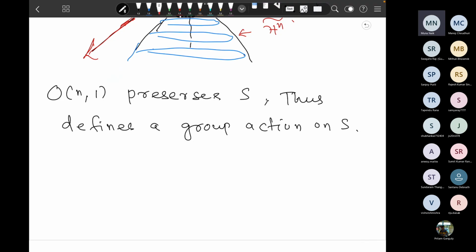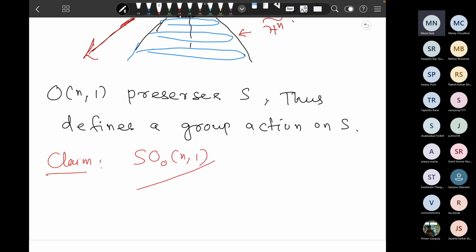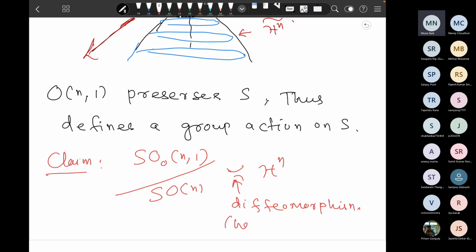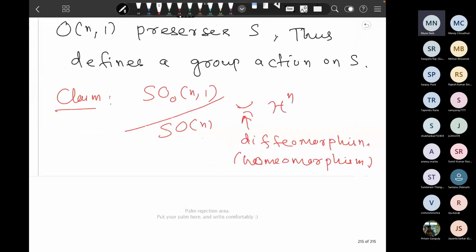Okay, what we will see first is the claim that SO naught (n,1) mod SO(n) is homeomorphic to H^n, and if you look a little bit, this is in fact diffeomorphic to it. But I will now at least prove this is a homeomorphism. So let us do that first.